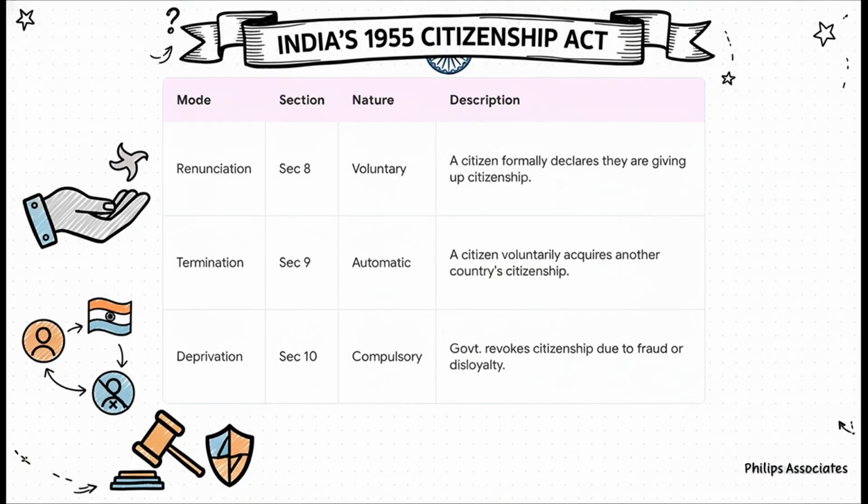First, you have renunciation under Section 8. This is totally voluntary. An adult citizen can just formally say, I'm giving up my citizenship. Second is termination in Section 9. This one is automatic. The second you voluntarily become a citizen of another country, your Indian citizenship just ends. And finally, there's deprivation under Section 10. This is compulsory. This is when the government actively revokes your citizenship for serious stuff, like getting it through fraud or being disloyal to the country.